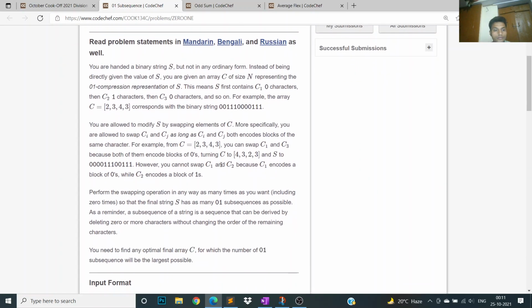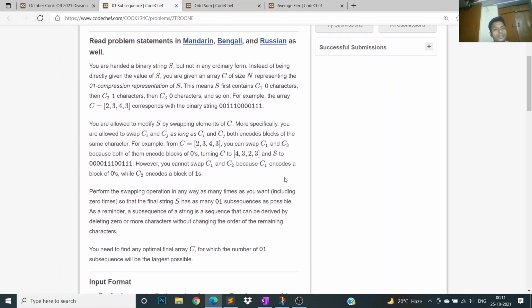So you are handed a binary string, but not in an ordinary form. Instead of being given the value of s, you are given an array C of size n representing the 0 and 1 runs of the representation of s. This means the string first contains C1 zero characters and C2 one characters, then C3 zero characters, and so on. You are allowed to modify s by swapping elements of C.